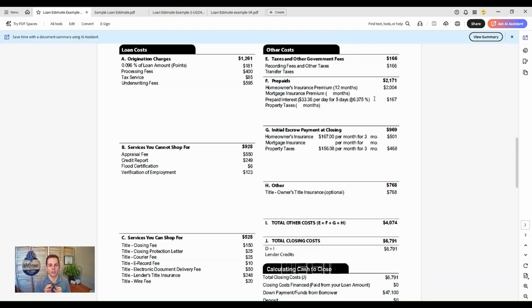That's really confusing. There's a lot of people that get really confused understanding prepaid interest, but it's really a simple thing. The day we close till the end of that month, we have to pay for that interest. You skip a month, and then your first payment is due in the following month.